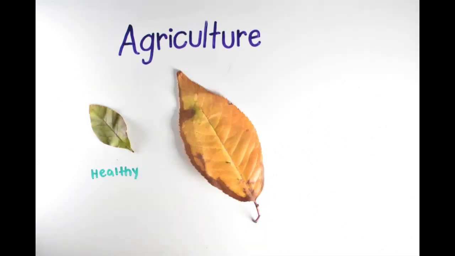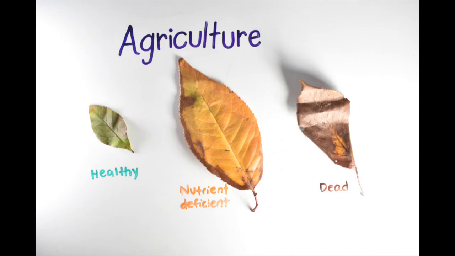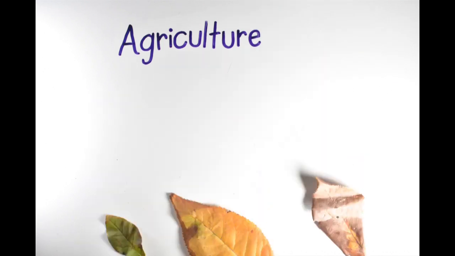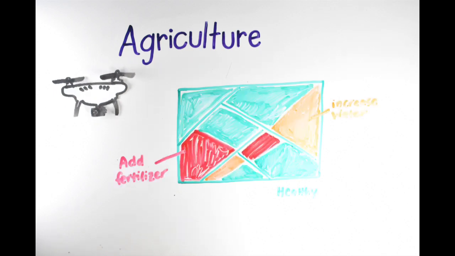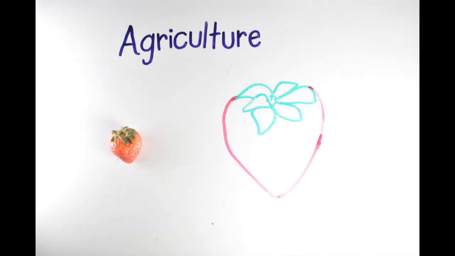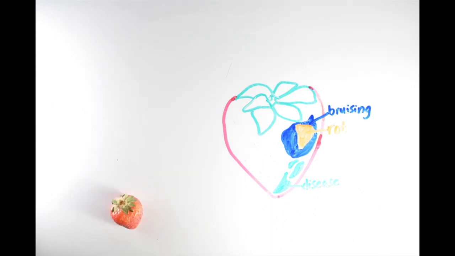For example, farmers can use HSI to monitor the health of their crops. Plants that are healthy, nutrient deficient, or dead will produce different reflectance spectra. Therefore, by using a plane or drone to collect images of a field, farmers can pinpoint exactly where they need to alter water or fertilizer distribution, increasing yield and conserving resources. Produce can also be imaged to detect rot, disease, or bruising as a method of non-invasive quality control.